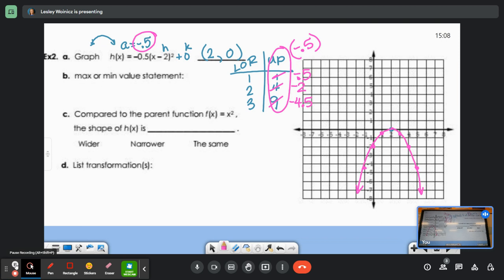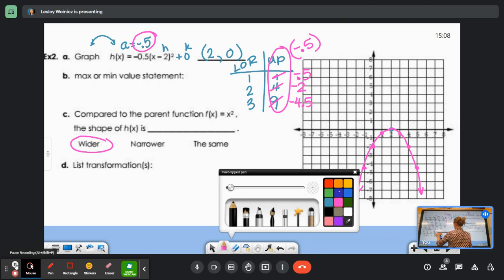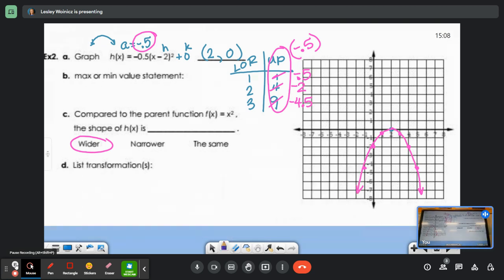Okay, what about this one? Wider, narrower, or the same? Wider. And I forgot the min or max value statement, so let's go back. What do we have here, a min or a max? We have a min. No. We have a max, good recovery.